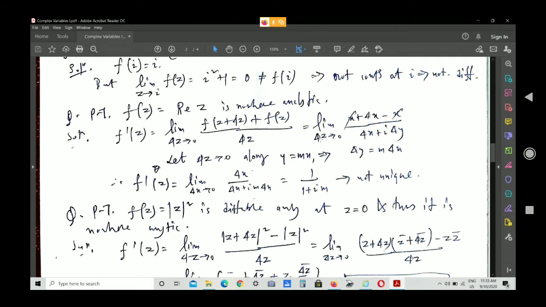You can also check if you can prove this by approaching zero along the x-axis or y-axis. You can do it by that; that will also be alright. Here we have used y equal to mx.